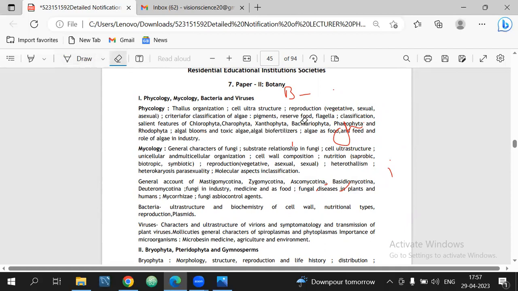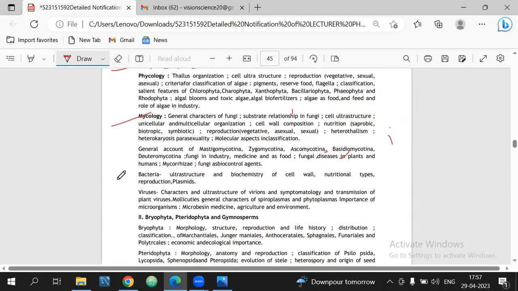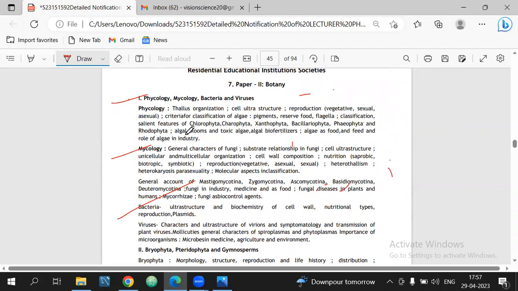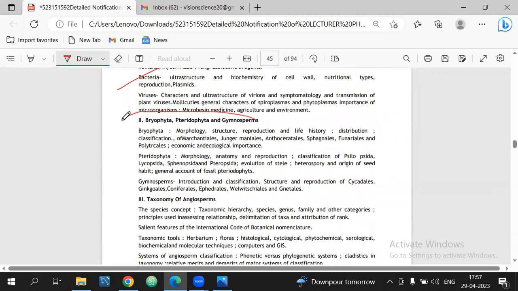So what you have to understand is where you are going to get a direct question, whether it's protista, monera, viruses, or whatever it may be. Questions are direct based. Same with the bryophyta, pteridophyta, gymnosperms, as well as angiosperms also, very direct.